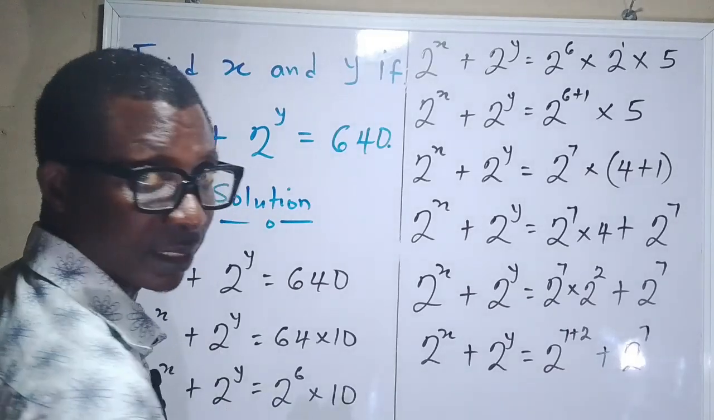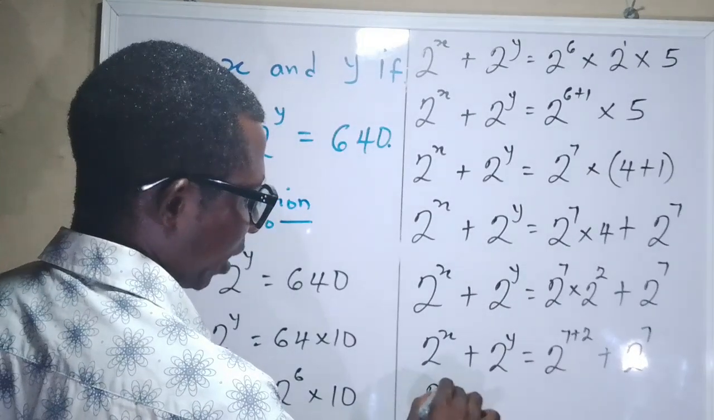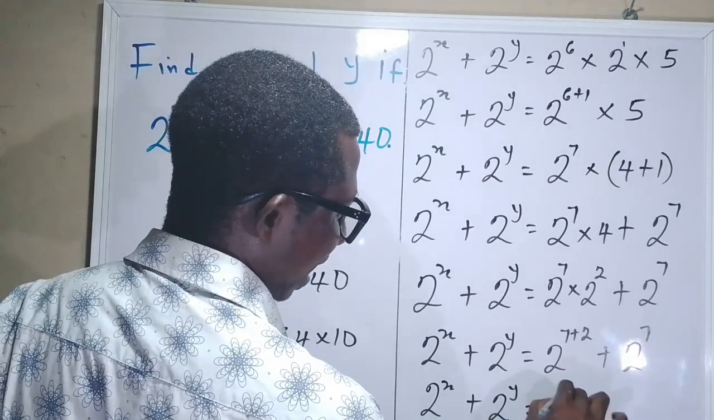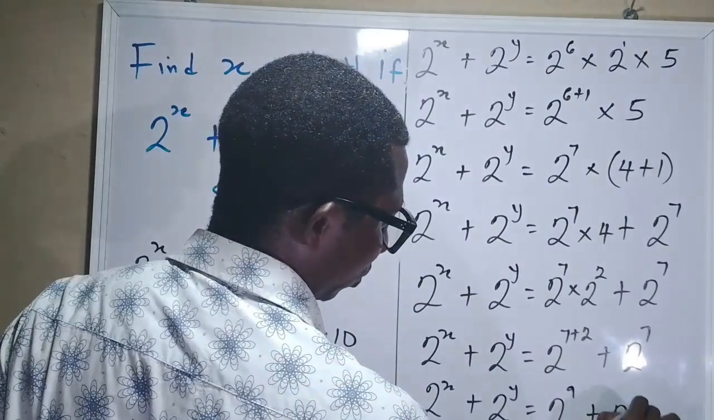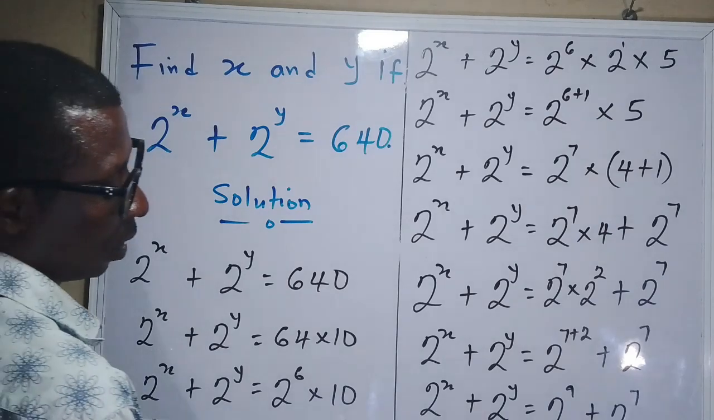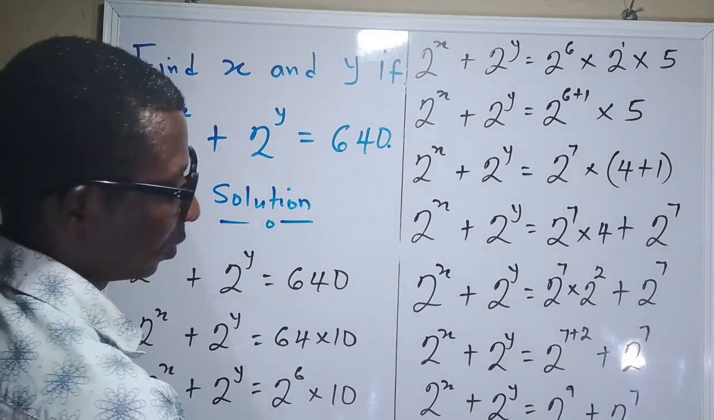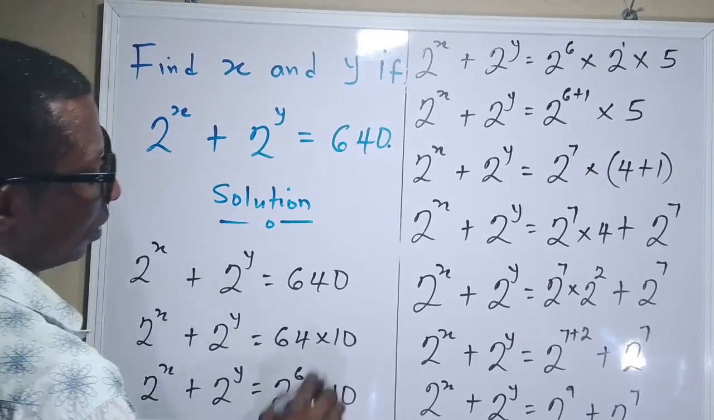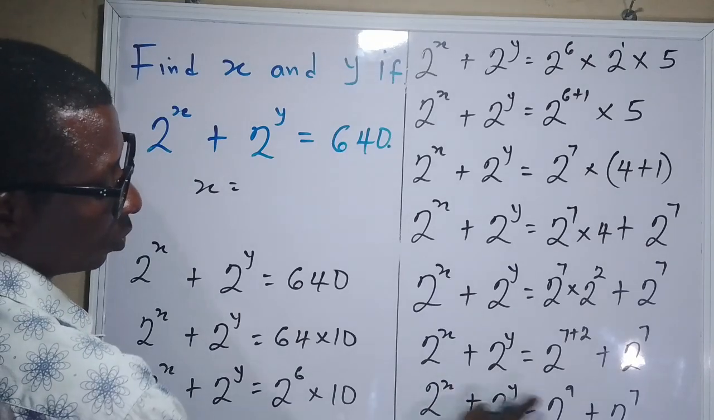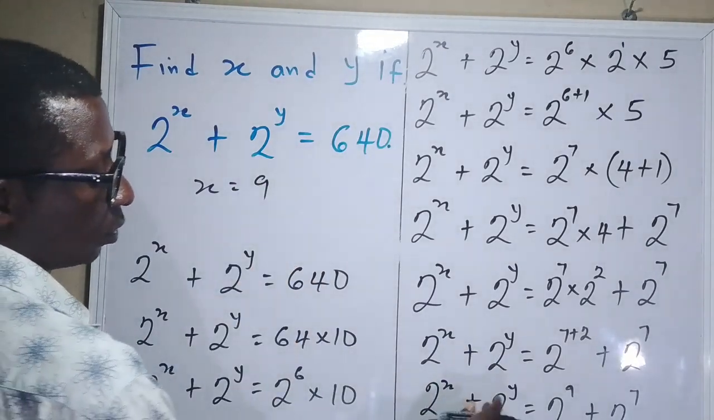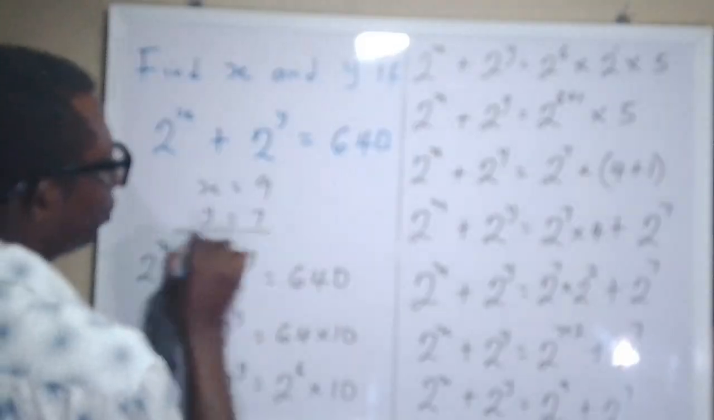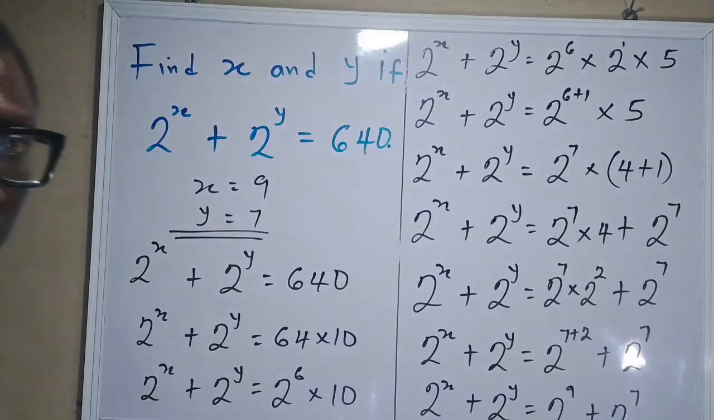Okay, so the last stage now will be 2^x + 2^y equals 2 raised to the power of 9 plus 2 raised to the power of 7. Okay, can you see that? So from here we can now do comparison. So we now say that x equals 9, and also y equals 7. So this is going to be the answer to this problem.